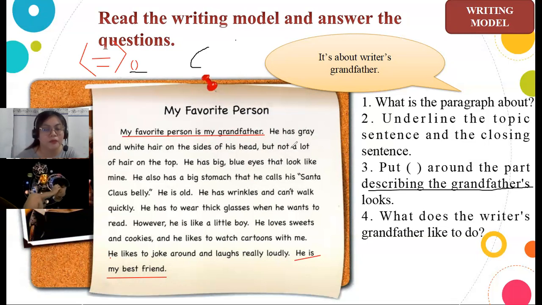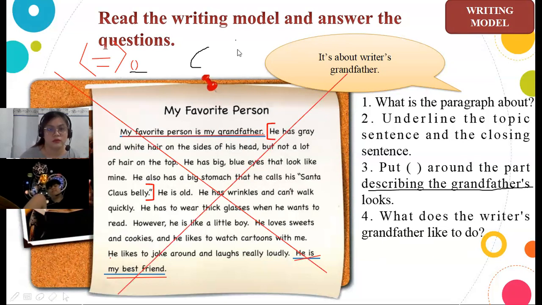Where is that part? Put a bracket around the part describing the look. I don't know. You look here. We just read that one. Look here. I don't see anything. Okay, you know that part when he is describing his grandfather?